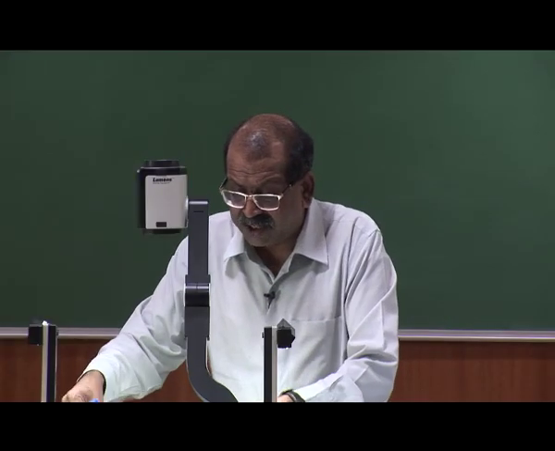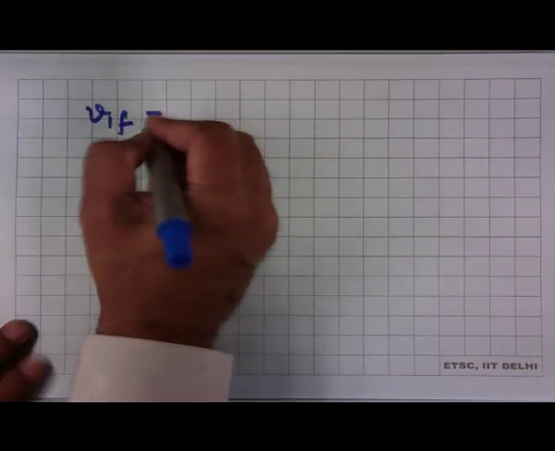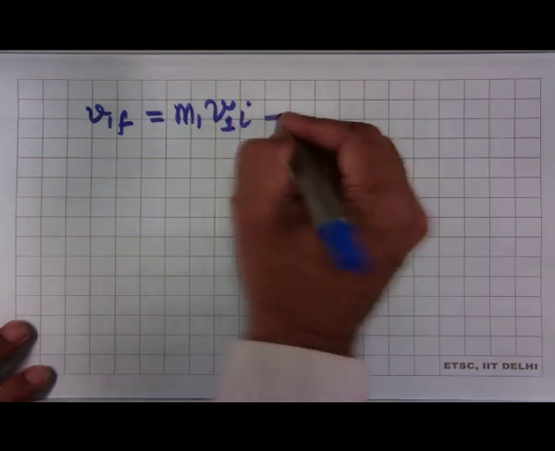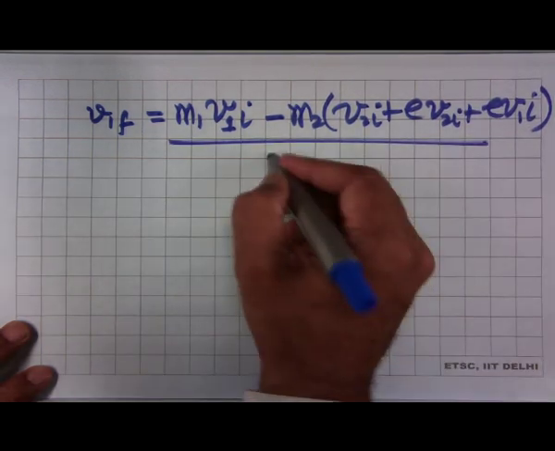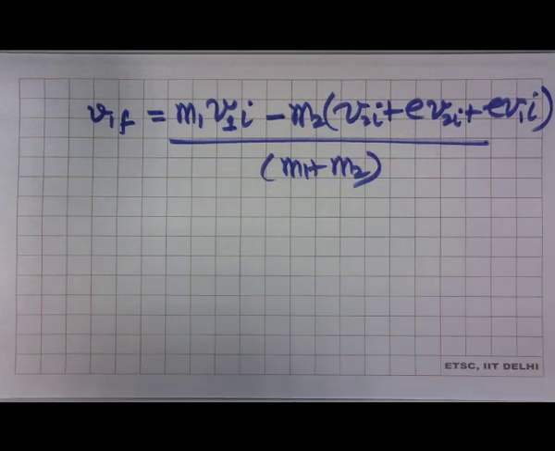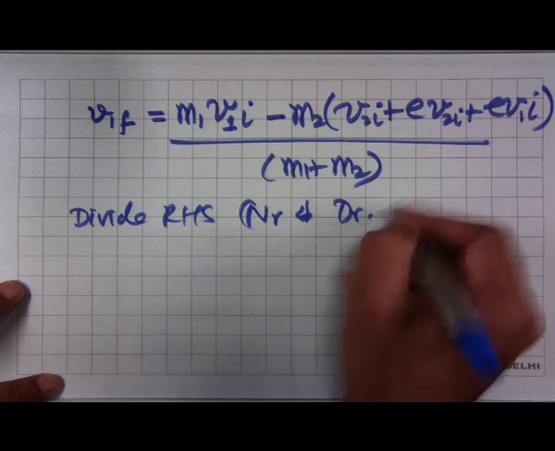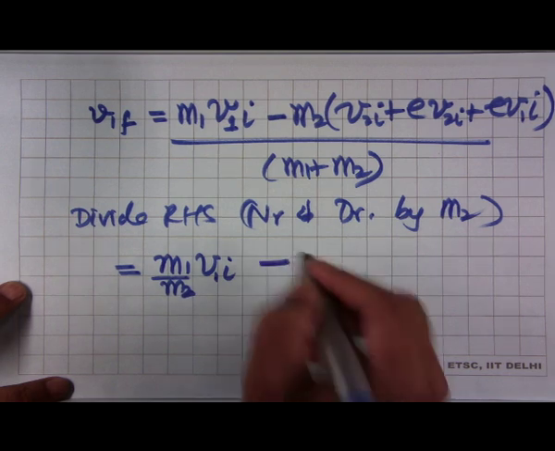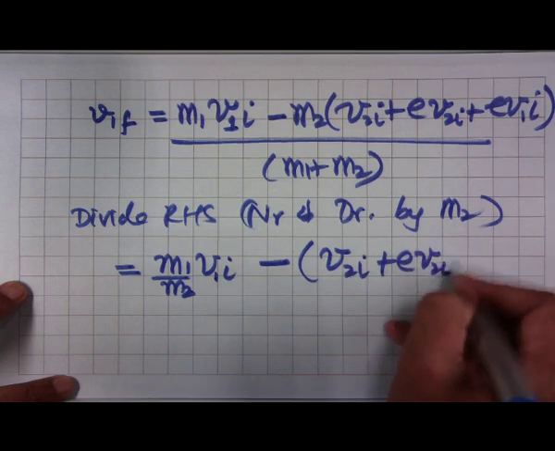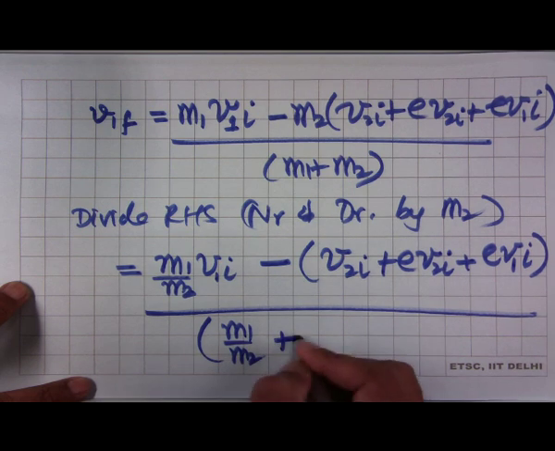Now, here let us look at these equations. We have derived this, v1f is equal to this, v2f is equal to this. Now, body 2 is very large. So, whenever this is the case, we have this relation, let us show this. v1f is equal to, I will do it for one body, m1 v1i minus m2 times v2i plus e v2i plus e v1i divided by m1 plus m2. So, now what we do here is we divide RHS numerator and denominator by m2. So, what we get here is this becomes equal to m1 by m2 v1i minus v2i plus e v2i plus e v1i divided by m1 by m2 plus 1.